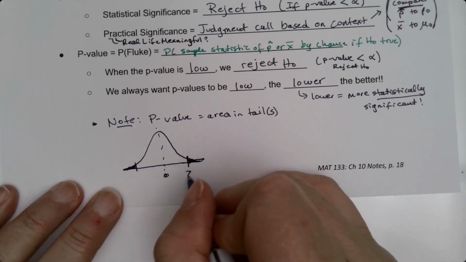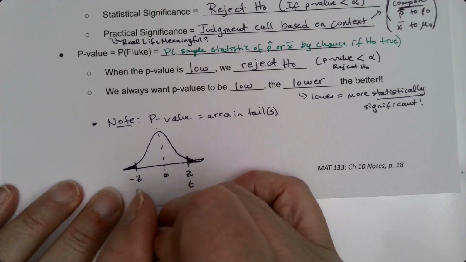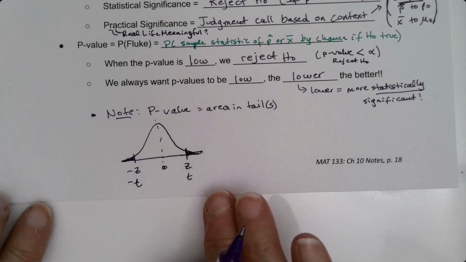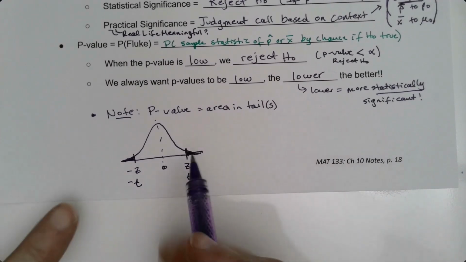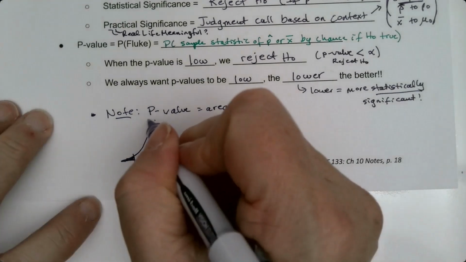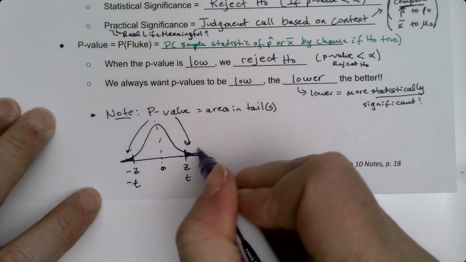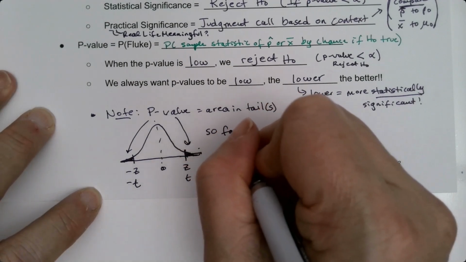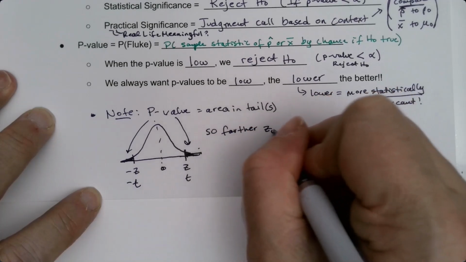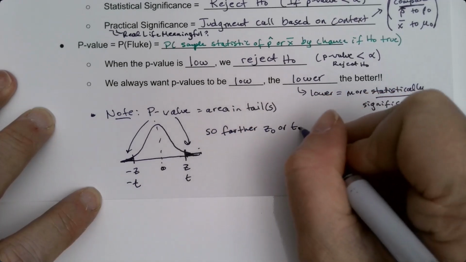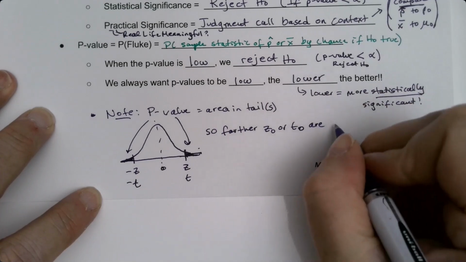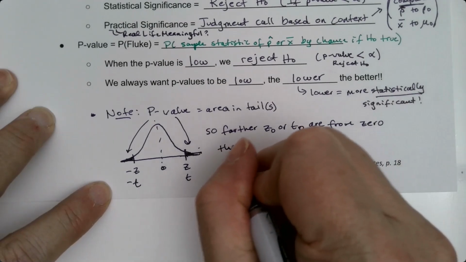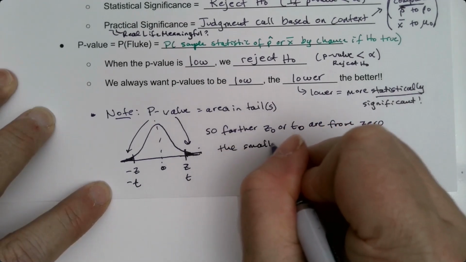So you want your z or your t to be farther away. The farther away the z and t values are, the smaller the p-value is, right? So the p-value is the area in either one tail or the other tail or both tails. So the farther your z0 or t0 are from 0, because that's the center, the smaller the p-value will be.